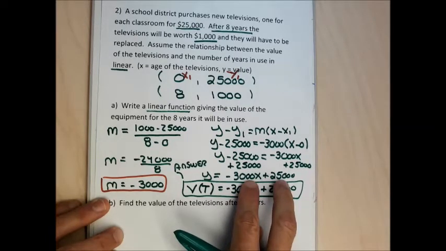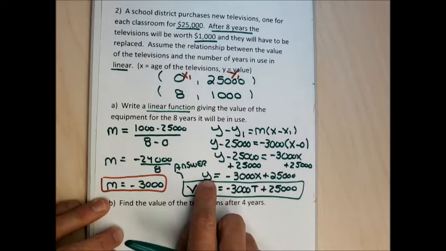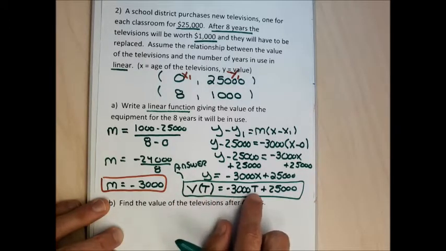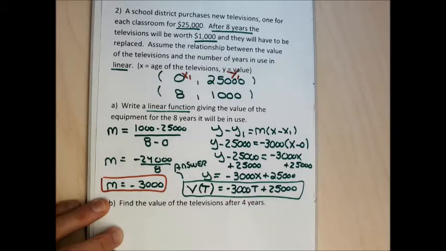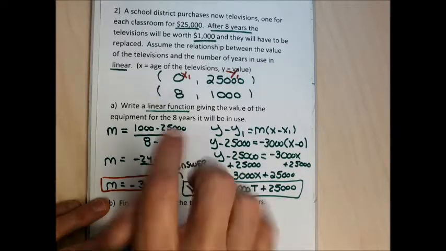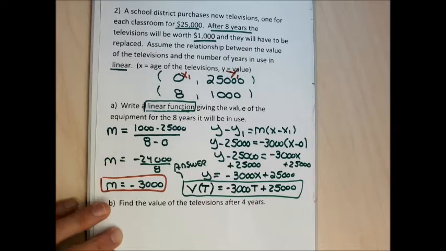When I glance at it, I can't tell that the x stands for the age or time in years, and I can't tell that the y stands for the value of the TVs. Now when I transform the letter y and the letter x, this says the value with respect to time is negative 3000 times the time, which was the age in years, plus 25,000. This would be a better answer than that. If you gave this answer, I'd live with it, but it's not really written in function notation in the way the question was asked. I really wanted function notation.